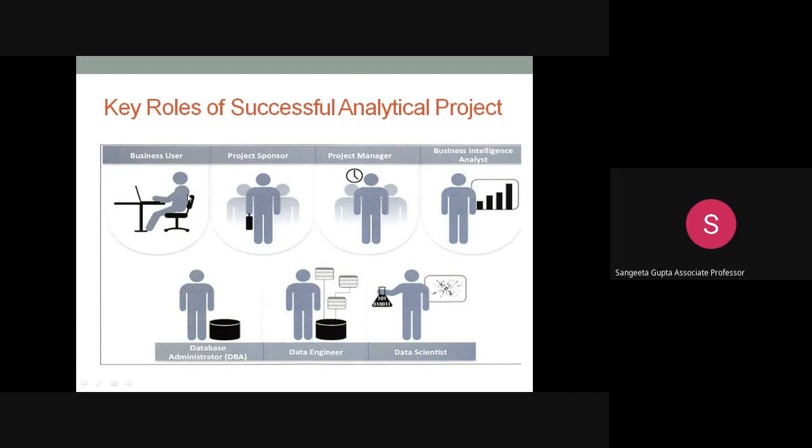Yes, ma'am. So you have seven different experts, I can say, who are associated with a successful analytical project. In order to make a project successful, these people are involved at different phases. Who are they? You have business users, project sponsors, project managers, then the intelligence analysts, then the DBAs, and then data engineers and data scientists. So all these are the different roles and responsibilities associated with the people who are working on big data related projects. Now, what is the purpose of each of these groups?